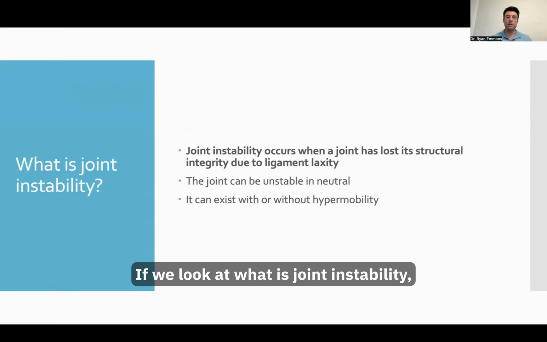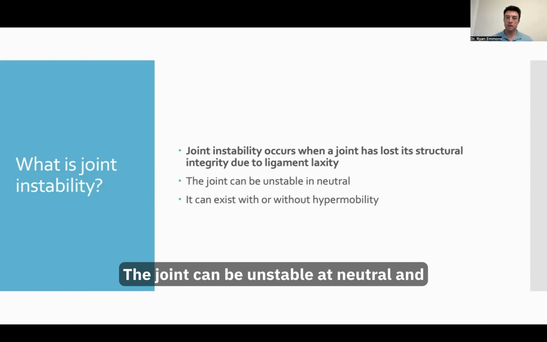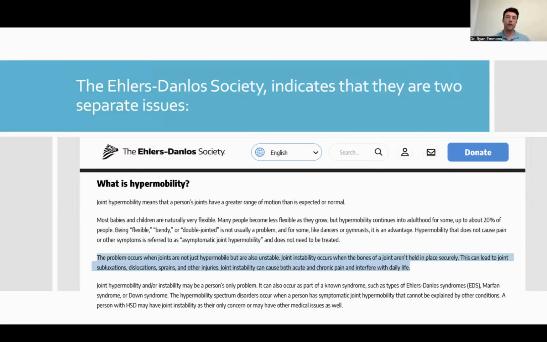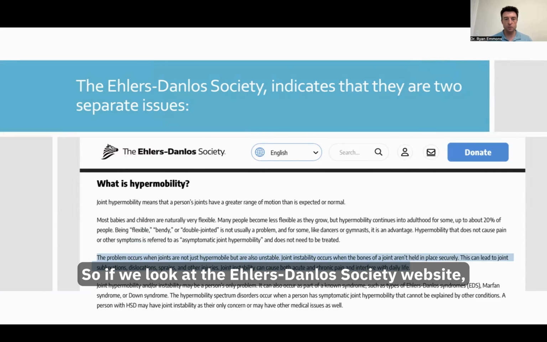If we look at what is joint instability, it occurs when a joint has lost its structural integrity due to ligament laxity. The joint can be unstable at neutral, and it can exist with or without hypermobility. The Ehlers-Danlos Society indicates that they are two separate issues.